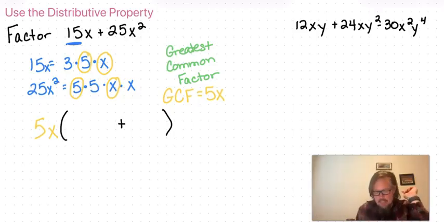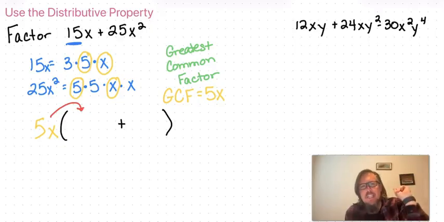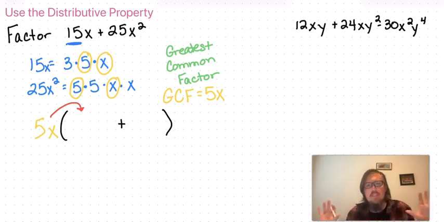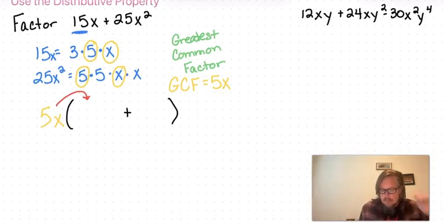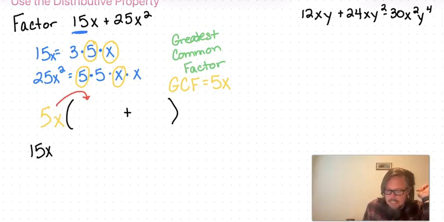So 5x multiplied by what? 5x times what would give me that 15x that I had in the original problem? 5x times what is 15x? Some of you are screaming, I know what it is. But let's say that I don't know what the answer is. I can't figure it out. I can figure it out by dividing. What is 15x divided by 5x?